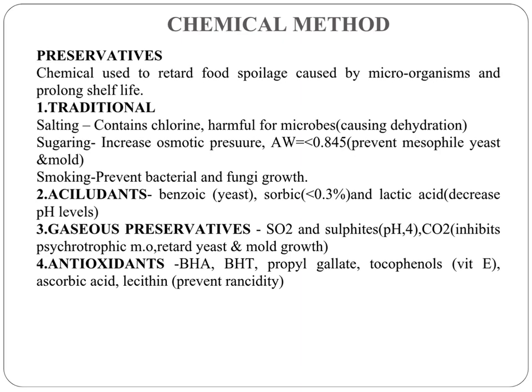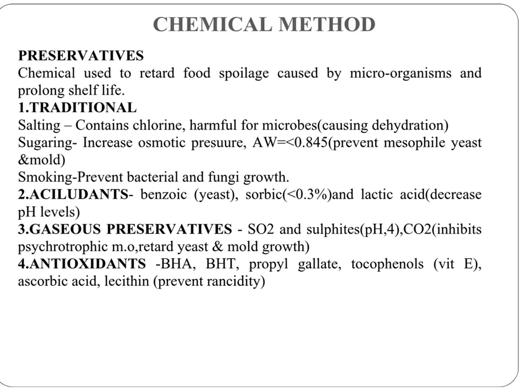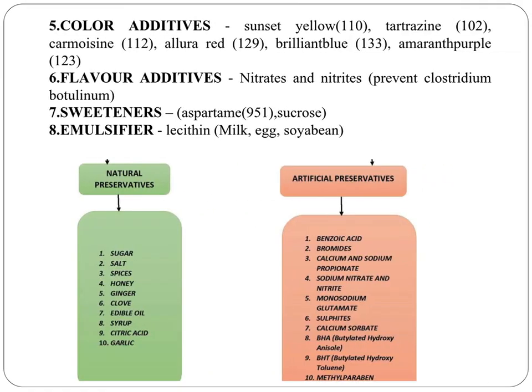Food additives also contribute to preservation and quality improvement. Color additives improve product appearance. Examples include tartrazine, sunset yellow, allura red, and brilliant blue. Flavor additives such as nitrates and nitrites help prevent the growth of Clostridium botulinum. Sweeteners such as sucrose and aspartame provide sweetness. Emulsifiers like lecithin help maintain uniformity and stability in food products.